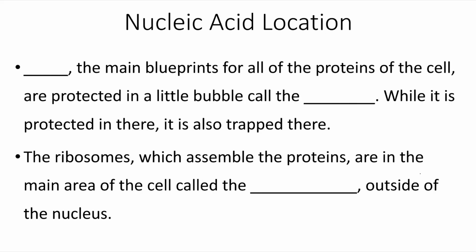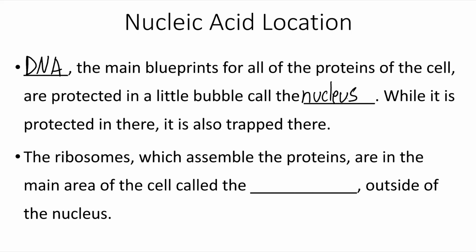So where are these nucleic acids? Well, DNA, that stands for deoxyribonucleic acid. It's a polymer of nucleotides. DNA, the main blueprints for all of the proteins of the cell, are protected in a little bubble called the nucleus. While it is protected in there, it is also trapped in there. The DNA is not free to travel to all parts of the cell. It remains contained within the nucleus, the central structure for a eukaryotic cell.